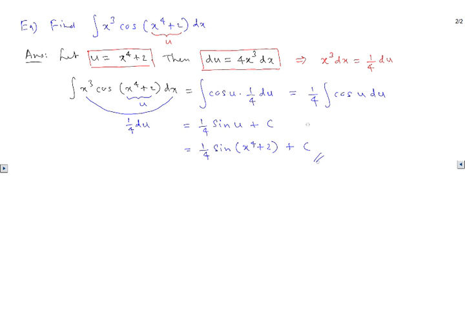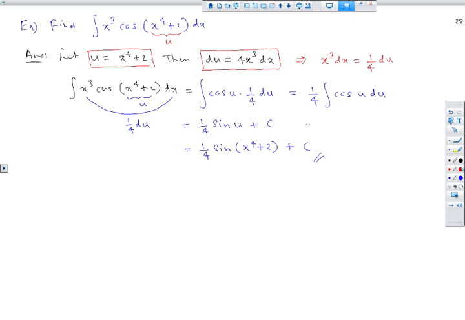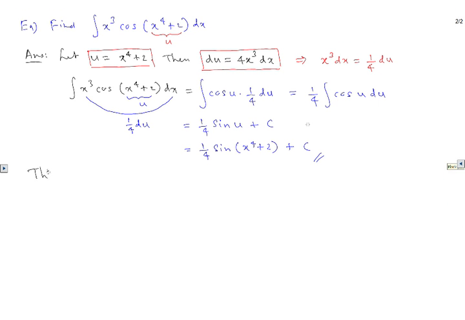So what I'm going to do now, I'm going to give you the formula. There's like a substitution rule. So let's write the rule, and then we can do a few more examples. You can see that it's very easy. So let's write the theorem. Just call it the substitution rule.